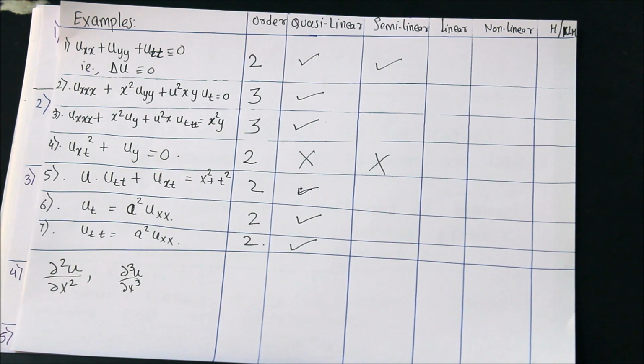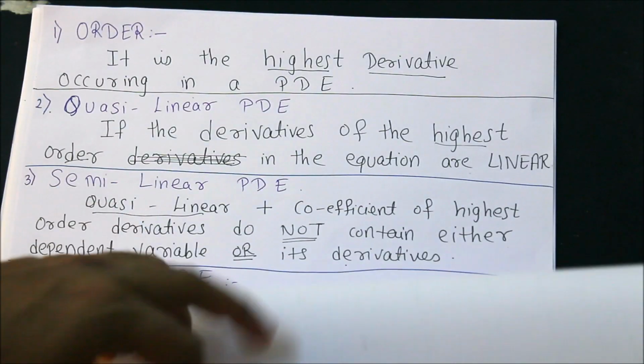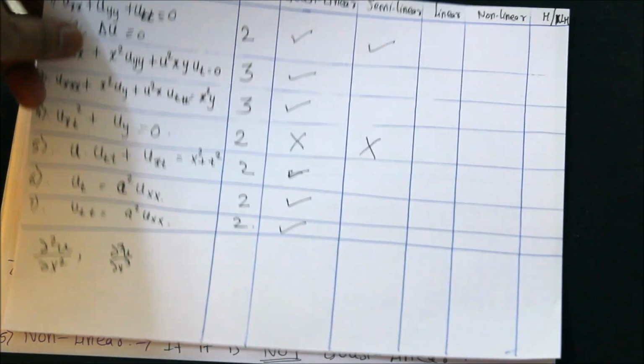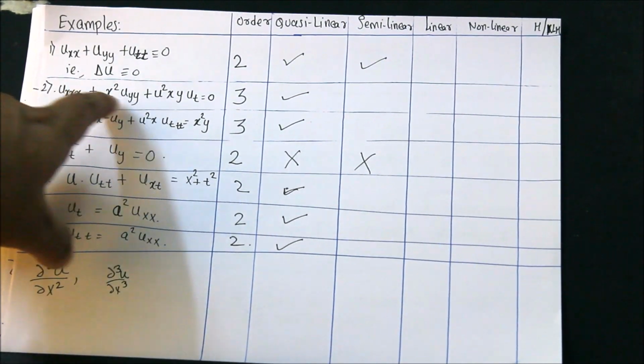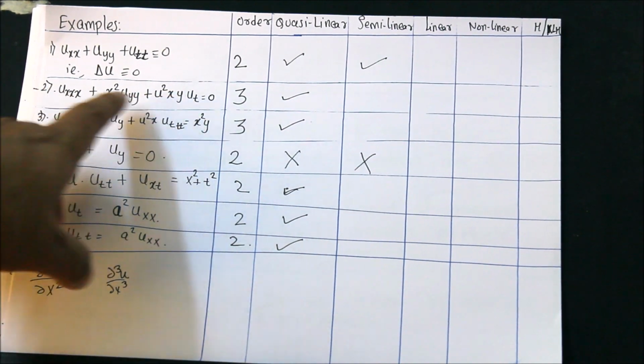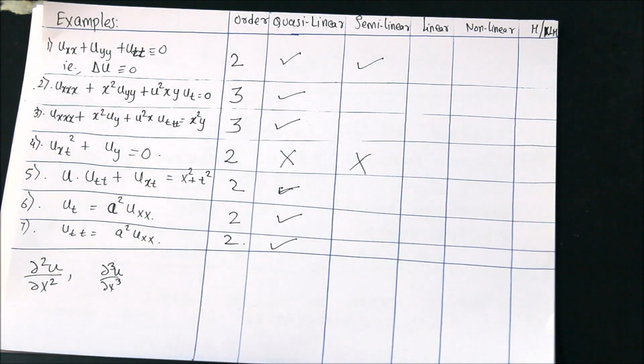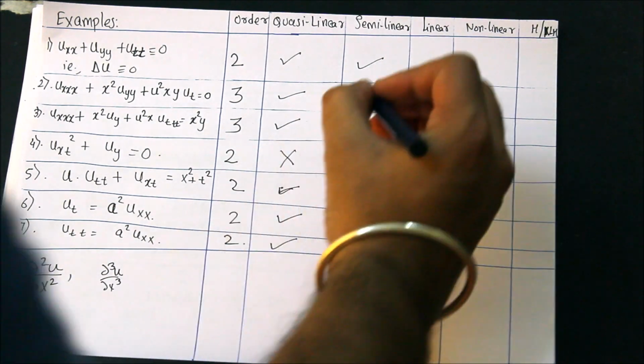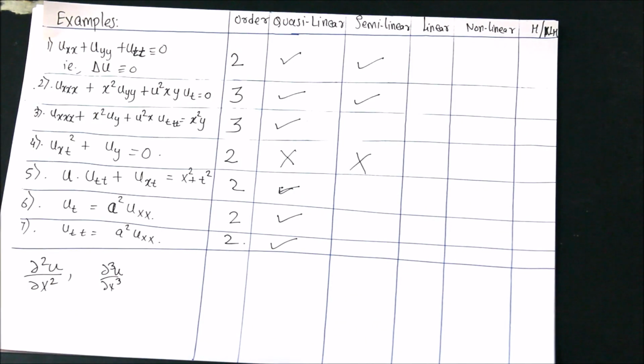Okay, let's go for the second example. Look at the highest order. It's quasi-linear. What is the highest order? Only here, u triple x, so no need to see other terms. The coefficient is 1. That means it does not contain u or its derivatives. Therefore this is also an example of a semi-linear PDE.